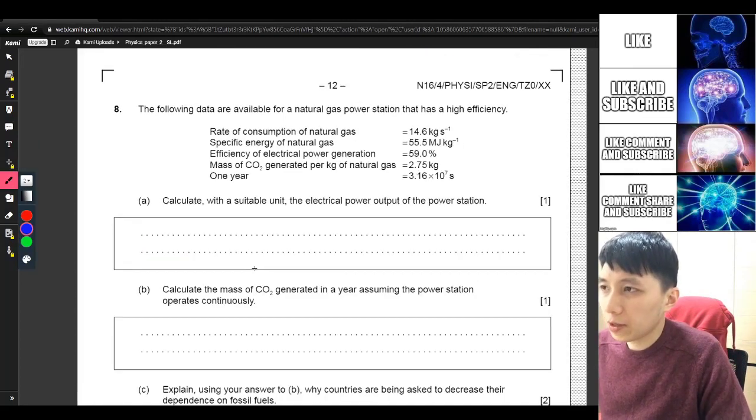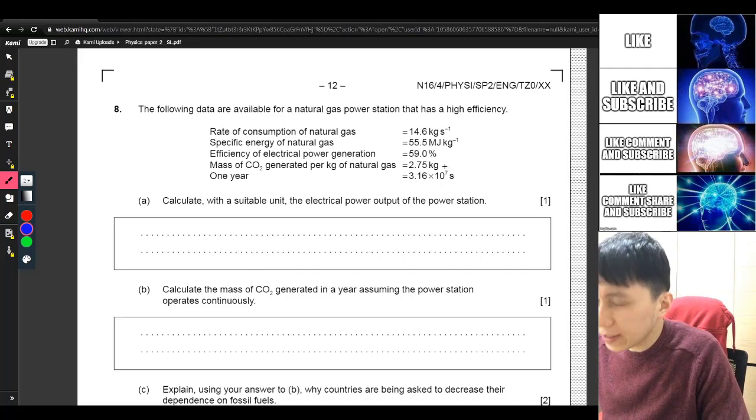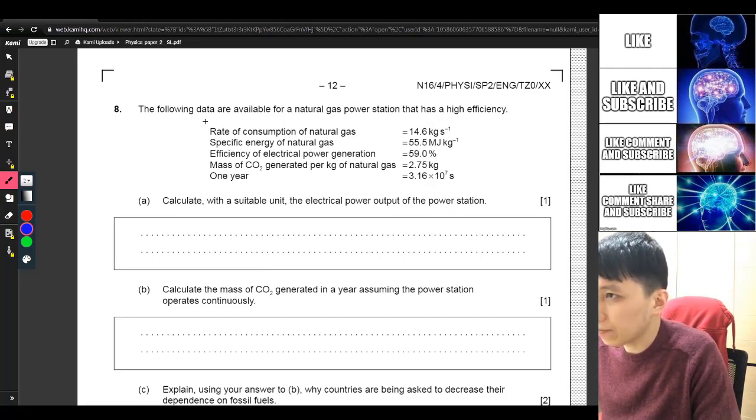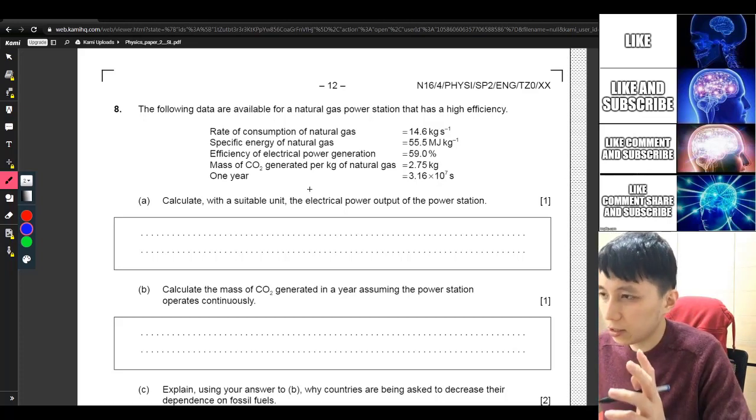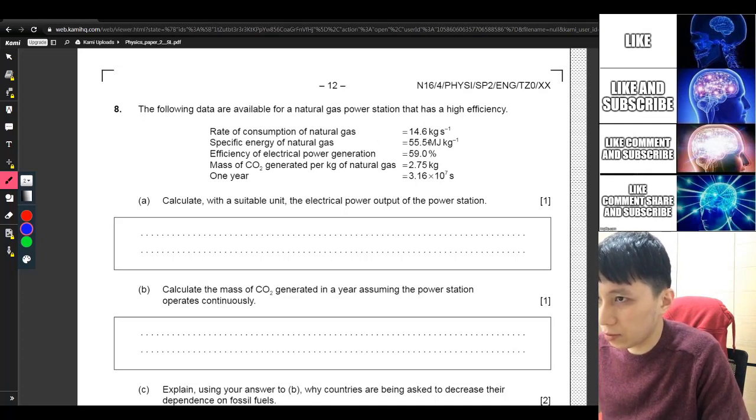Alright, next up, I guess it's something to do with chapter 8, energy production, but then the first one is asking you the electrical power output of the power station. So it gives you a list of data, okay, and I guess you need to check the units carefully. Okay, so rate consumed, this is how much natural gas is being consumed, this is how much energy it carries, efficiency, mass. I think we just have to multiply everything.